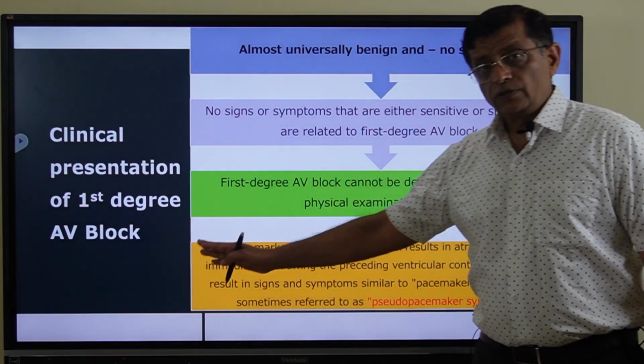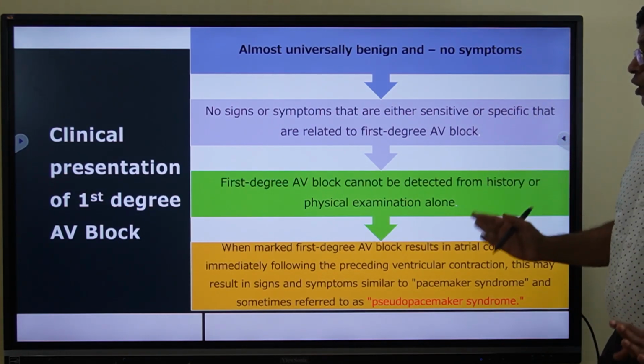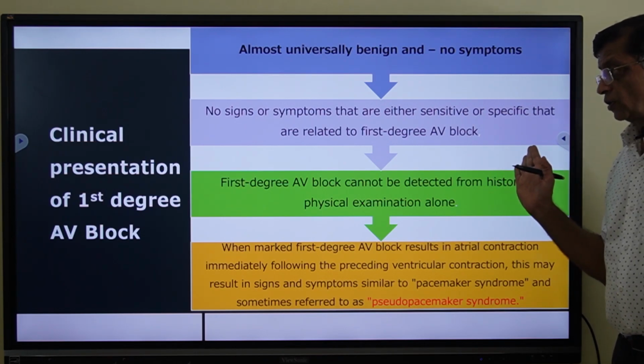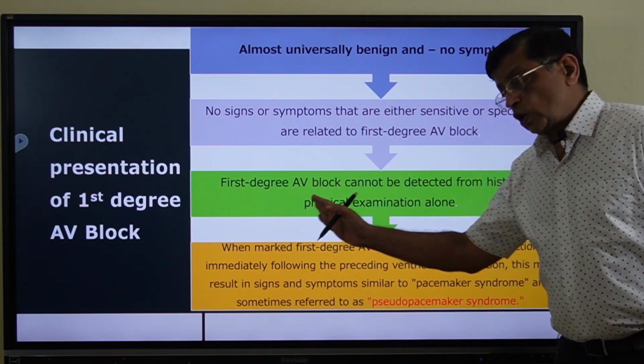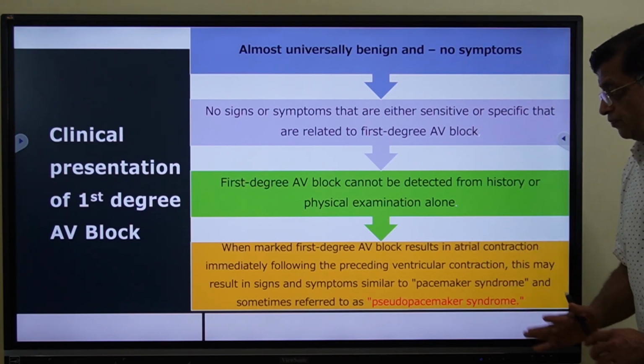Clinical presentation: this is universally benign, so there are no symptoms. No signs or symptoms are either sensitive or specific to first degree AV block. First degree AV block cannot be detected by history or physical examination alone, so you have to have an ECG.